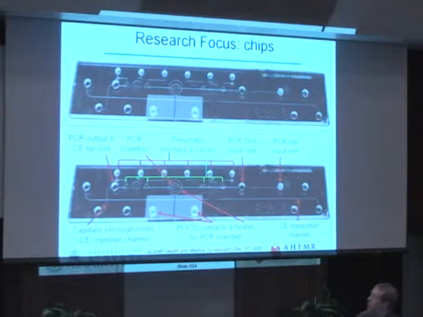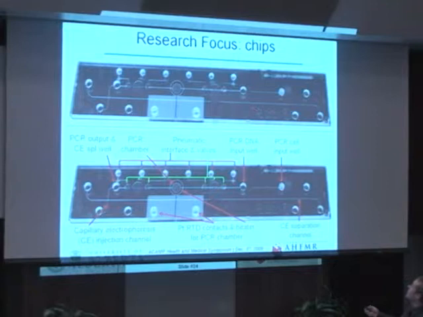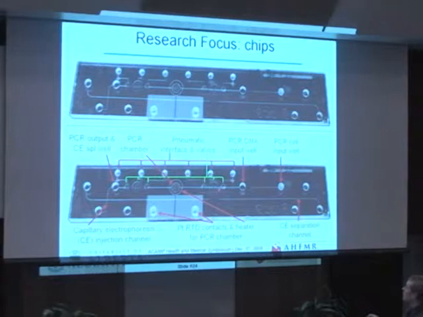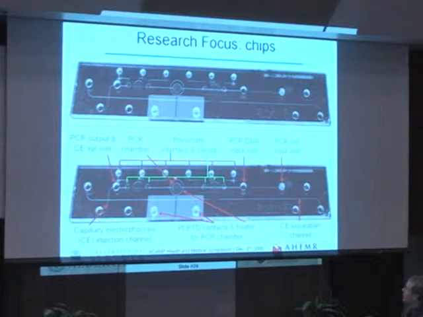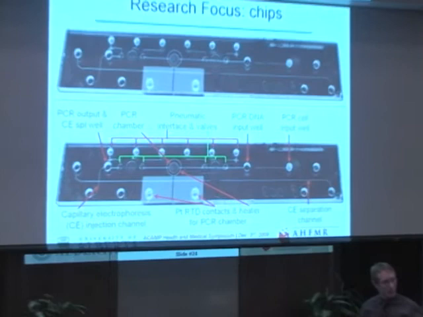So here's that chip blown up a little bit, and here's the ugly detailed version, and you can still see everything here. So we put a sample in here. If it's just a raw DNA sample, we use these valves to pump the sample into the PCR chamber. The chamber is then heated. You can see a metal ring around here that heats the PCR chamber, so it cycles up and down and performs the DNA amplification.